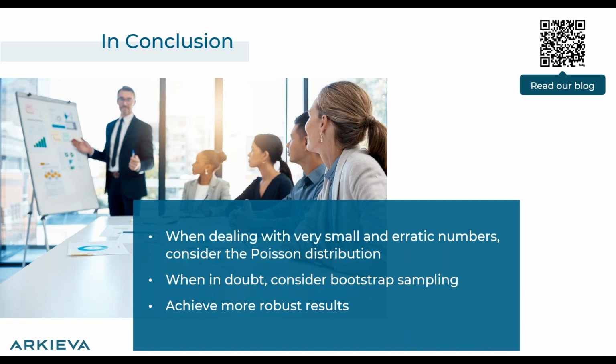When you're dealing with very small and erratic numbers, consider the Poisson distribution. And whenever you are in doubt about whether normal or Poisson or any distribution applies, you can certainly consider bootstrap sampling, which is a very robust data-driven approach and does not assume any distribution whatsoever. At the end of that, you will achieve more robust results without falling into the trap of underlying assumptions.